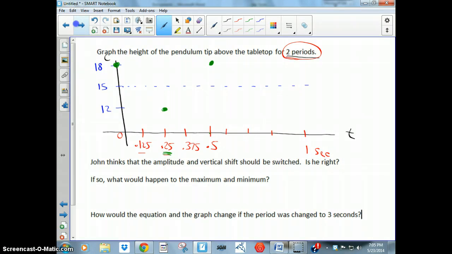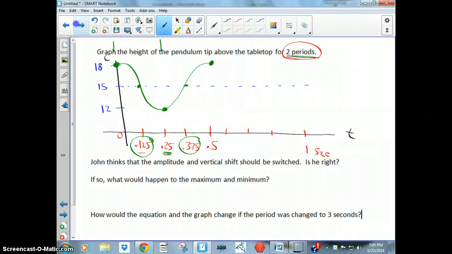Halfway in between this dot and this dot, right here, that's where it crosses the midline. And the same halfway in between there, it crosses the midline. So our graph of the height of our metronome is something like that. And now it says for 2 periods. So let's do that again.